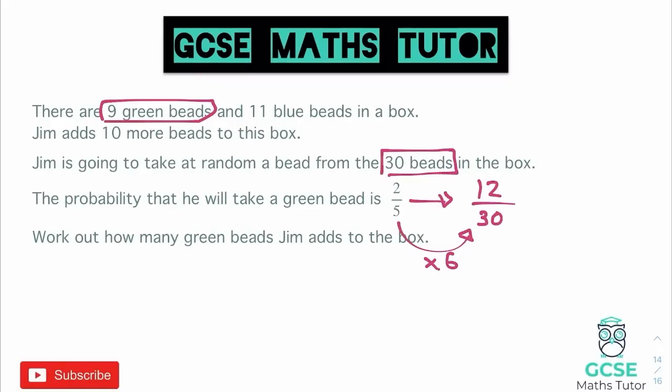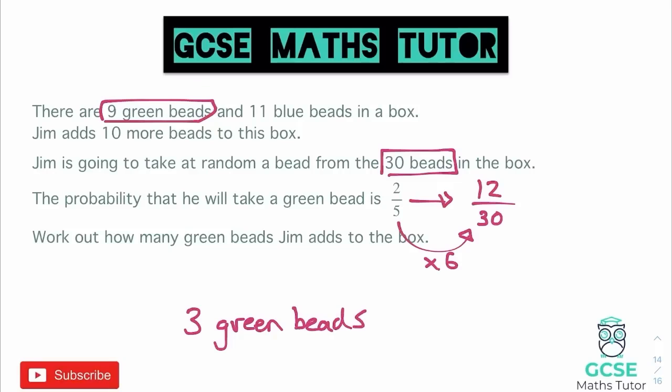Okay, so we'll just double check our thought process there. So it's out of 30, our probability was out of 5. So to make that out of 30, we've multiplied by 6. So the numerator goes to 12. There were 9 green beads. That's gone up to 12. So that's an extra 3 beads. So 3 green beads. Okay.